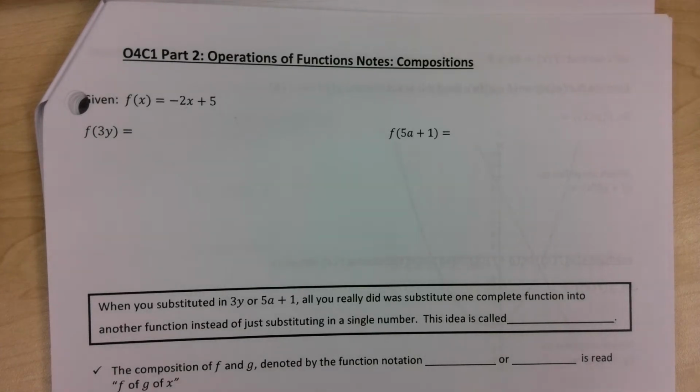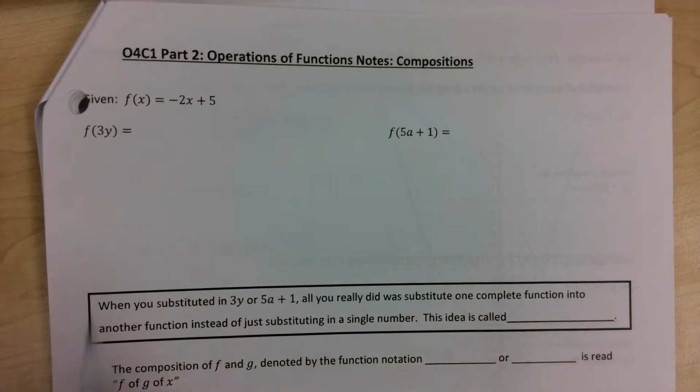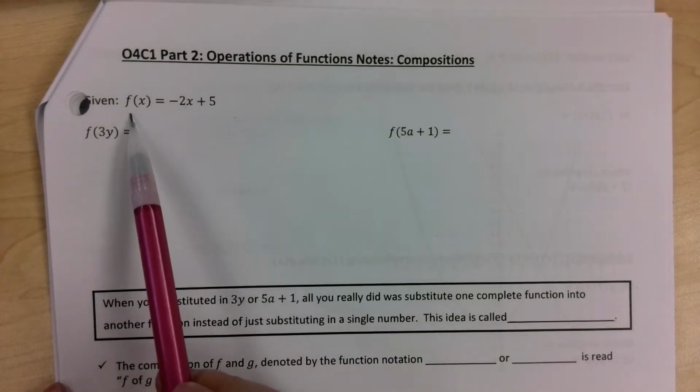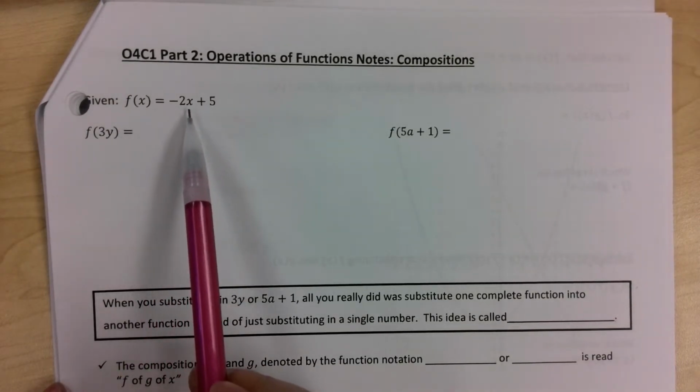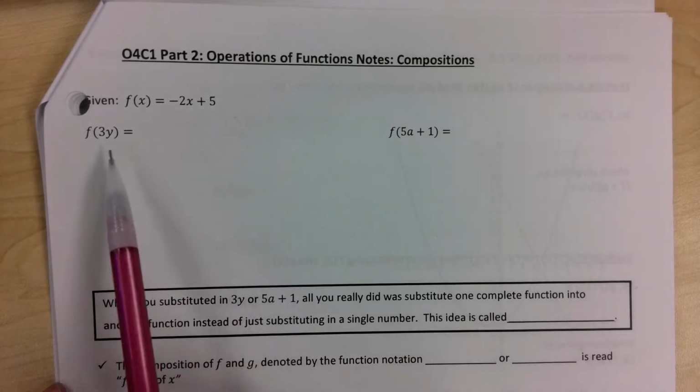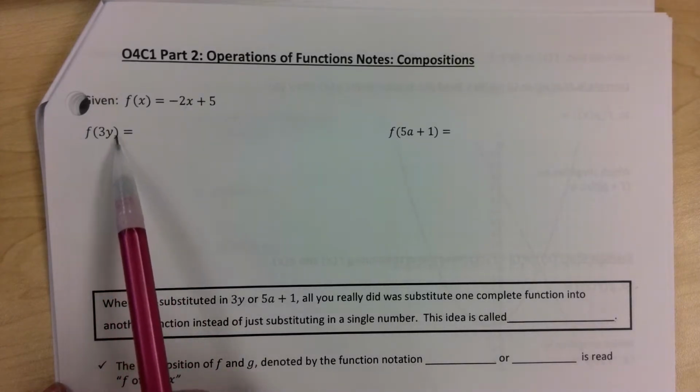Part 2, operations of functions, compositions. So the first one here gives us f of x equals negative 2x plus 5, and the first problem is asking me to find f of 3y.